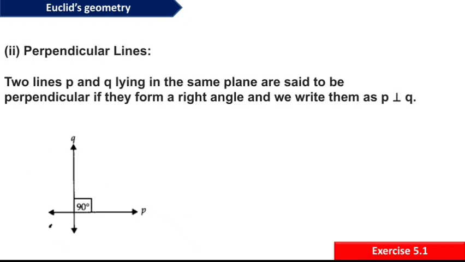Next, what is a perpendicular line? Two lines P and Q lying in the same plane are said to be perpendicular if they form a right angle. So when we call lines perpendicular, when we join these two lines, they should form 90 degrees. If they form 90 degrees, we can call them perpendicular lines. Is this line perpendicular? No, this line is not perpendicular, right? Why is this line not perpendicular? Because it will not form any 90 degrees anywhere.